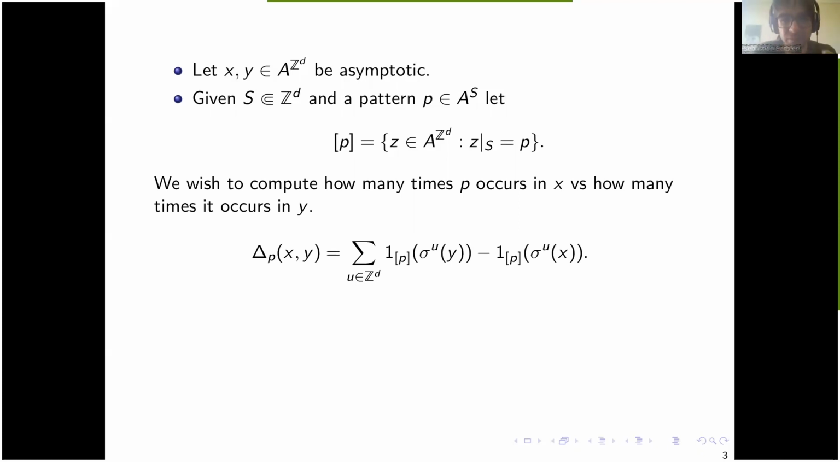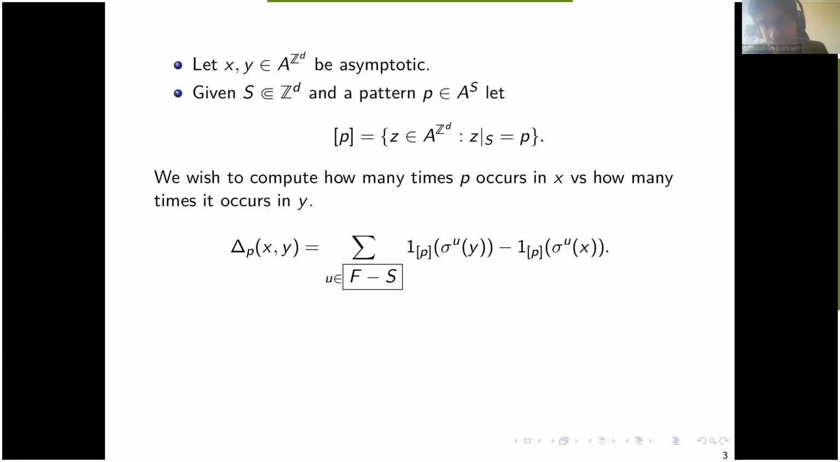Okay, so as I define this here, it's kind of weird. It's not well defined. I'm summing over infinitely many positions, but it turns out that if X and Y are asymptotic and they differ in a finite set F, then this sum is actually finite. I'm just summing over finitely many positions because outside some finite set, they are exactly the same. So if I try to see whether some pattern occurs, either it will occur on both of them or on none of them. So I'm going to get infinitely many zeros in this sum and finitely many non-zero terms. So if I have an asymptotic pair of configurations, this delta P makes sense. It's just a finite sum.